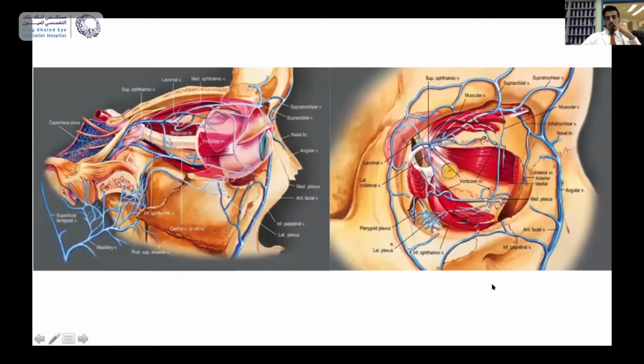As you can see here, these are the venous plexuses, and it passes back in the inferior part of the orbit and divides into 2 parts, passing to the pterygoid plexus and to the cavernous sinus through the superior and inferior orbital fissures.